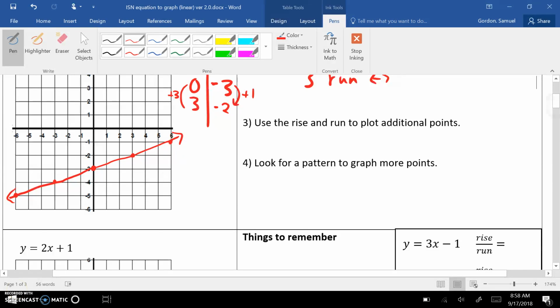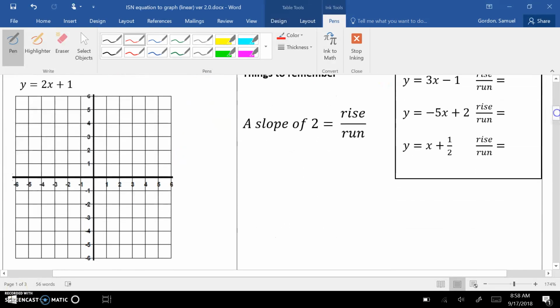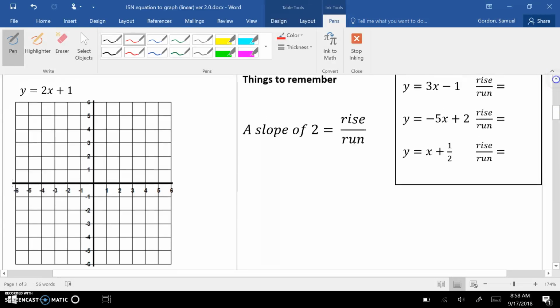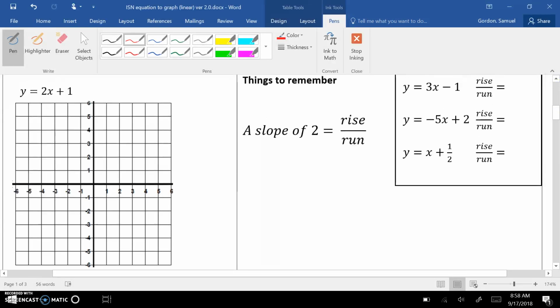So that's the first one. Let's look at the second one. I made the second one because there's a little bit something different about this. First of all, this 2 isn't a fraction. So it says I have a slope of 2, which means my rise is 2. Well, 2 is really 2/1. So my rise is 2, my run is 1.